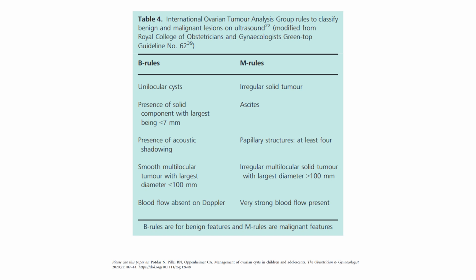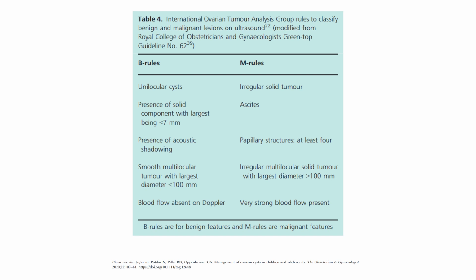So we then move on to the B rules and the M rules. I'm sure you've all heard about the B rules and the M rules in your careers so far. B rules are for benign features, M rules are for malignant features. So if a cyst has mostly B rules, then it's likely to be benign. If it has M rules within it, and this is during ultrasound, then it's likely to be malignant.